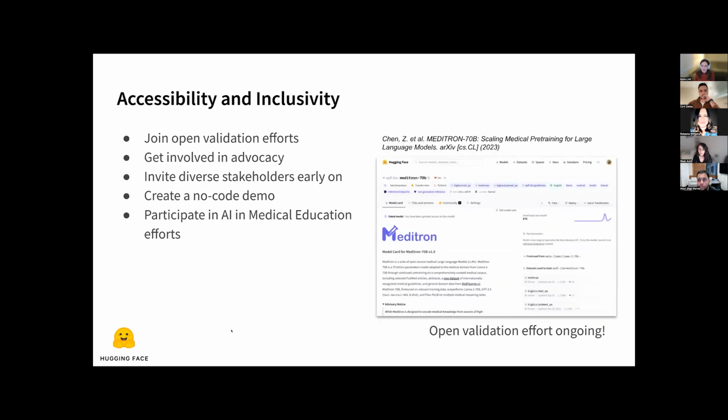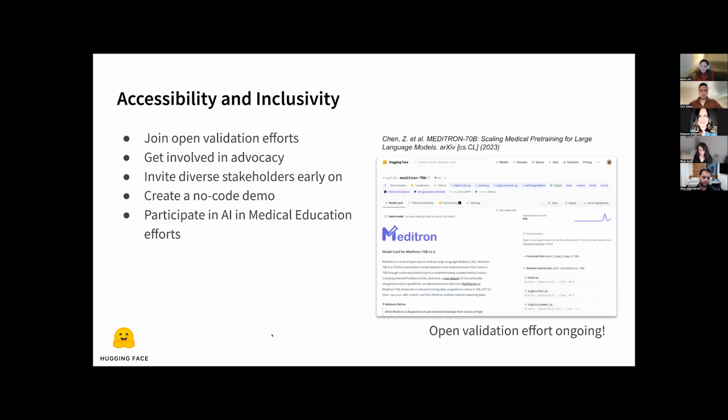And finally, accessibility and inclusivity is a really important aspect of all of these efforts as well. If you're a medical professional, I highly recommend joining some open validation efforts to take a look at the evaluation of these models. For example, Meditron was recently released. It's a medical model that has an open validation effort going. So I would recommend checking that model out.